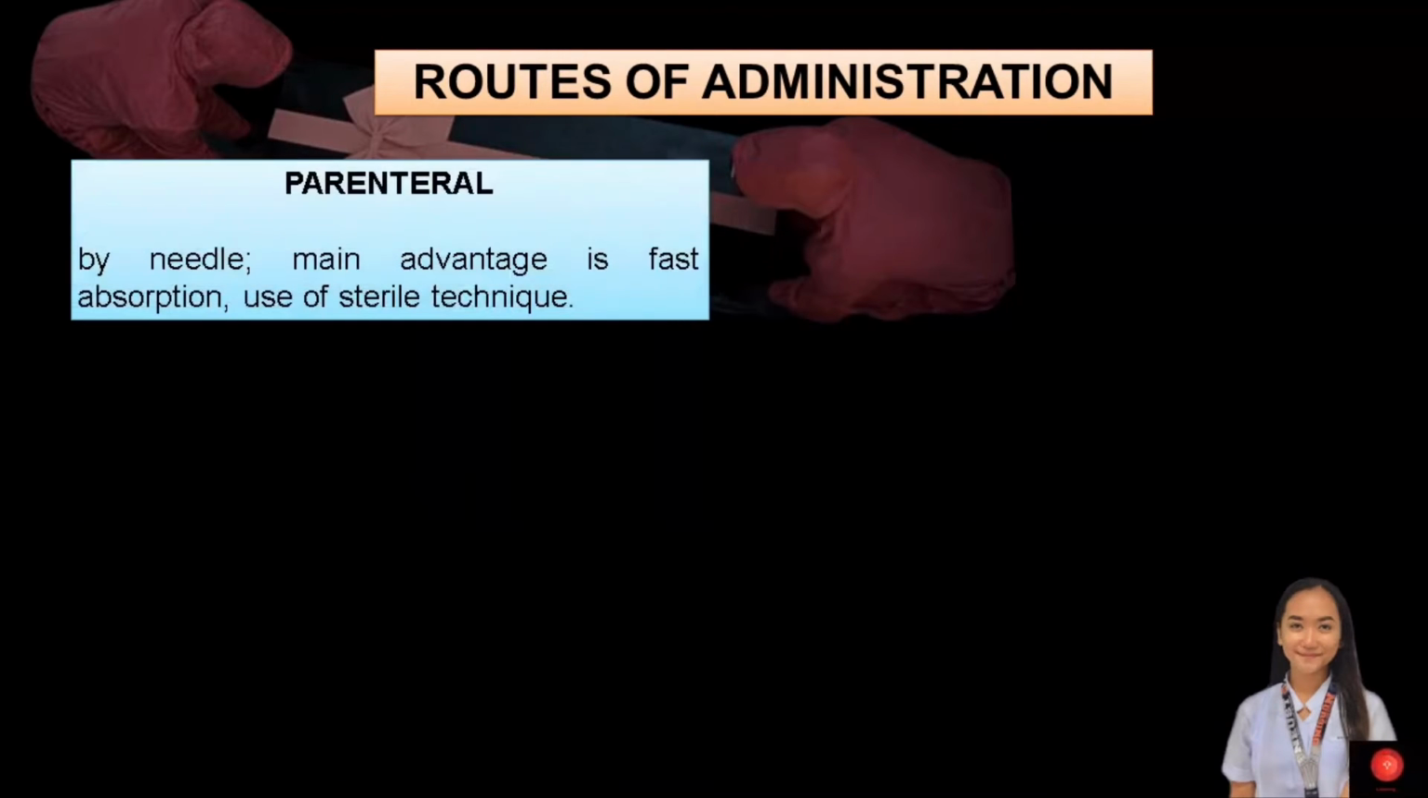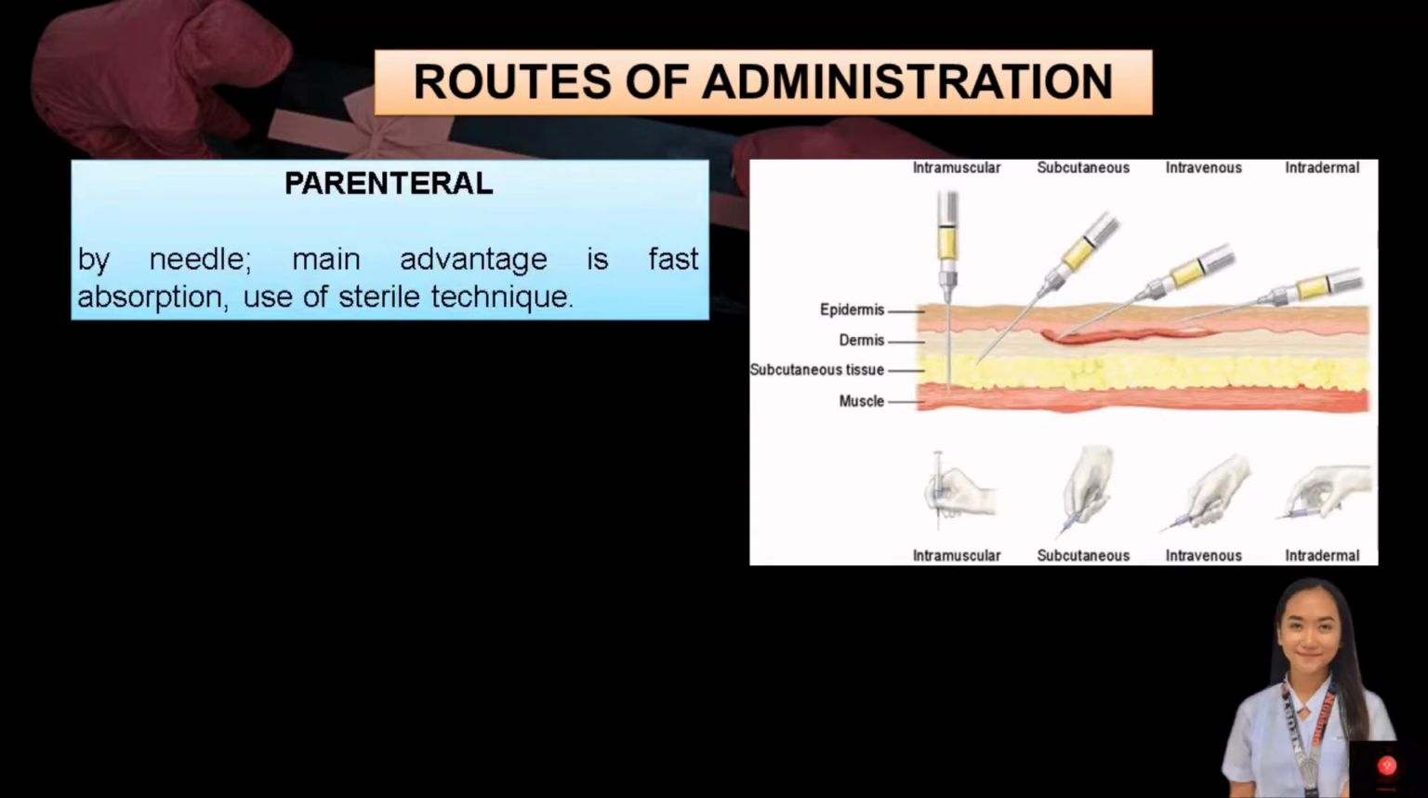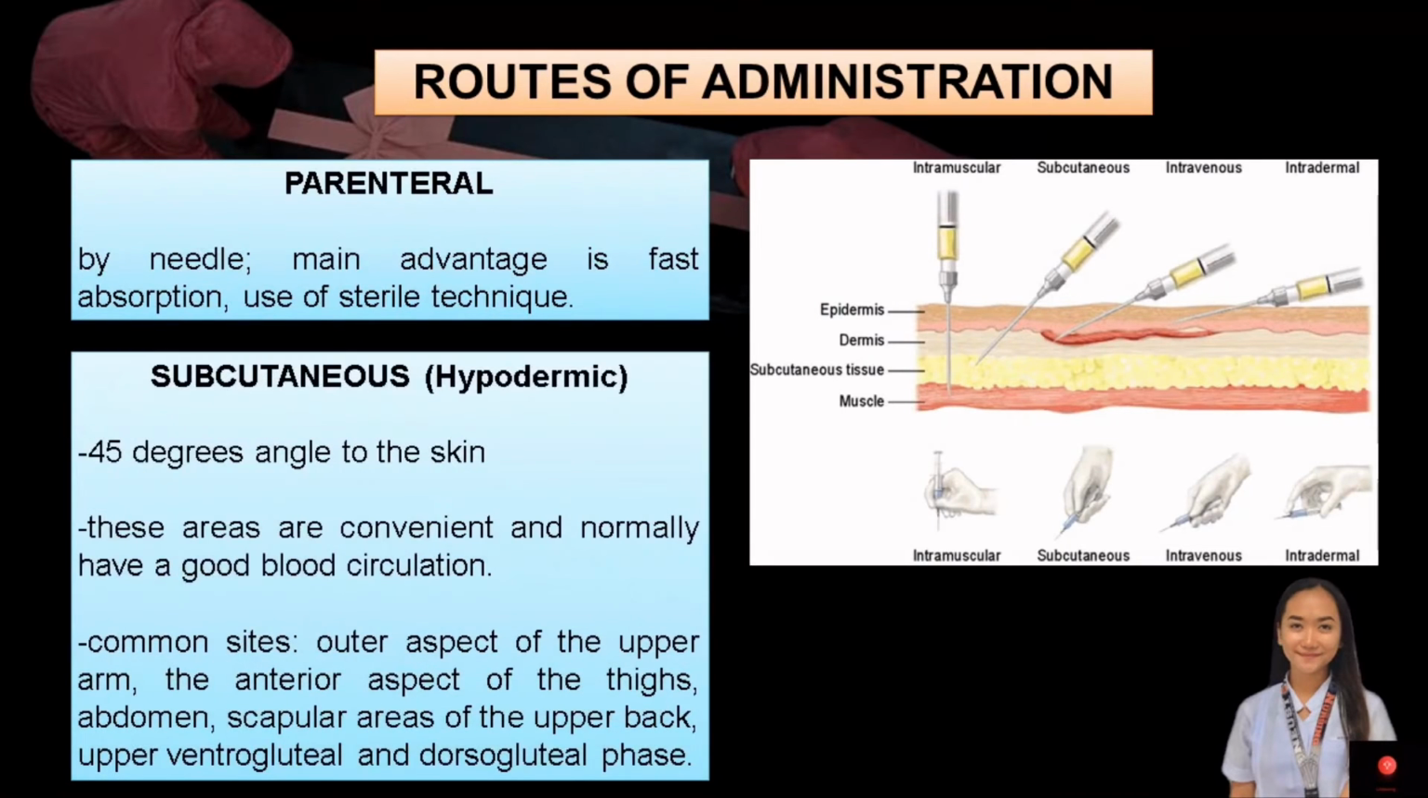We also have the parenteral route. Its main advantages are fast absorption and the use of sterile technique. We also have the subcutaneous, also known as hypodermic, given at a 45-degree angle to the skin. These areas are convenient and normally have good blood circulation. The common sites are the outer aspect of the upper arm, the anterior aspect of the thighs, the abdomen, the scapular areas of the upper back, and the upper ventrogluteal or dorsogluteal area.